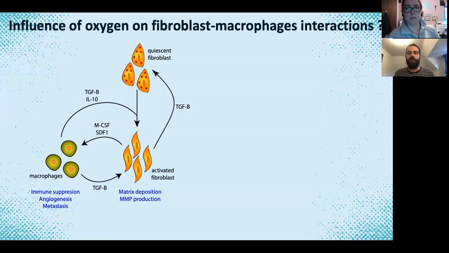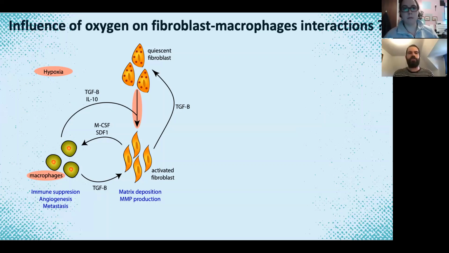And there are really few studies that show that, for example, hypoxia can lead normal fibroblasts, the quiescent ones, into activated ones that are bad for cancer. And there are also some studies that show that hypoxia can influence the behavior of macrophages. But nobody looked at the importance of hypoxia on the full network. And that's really important because that can reveal new targets for cancer treatment, for example. That's why I'm working on this field.